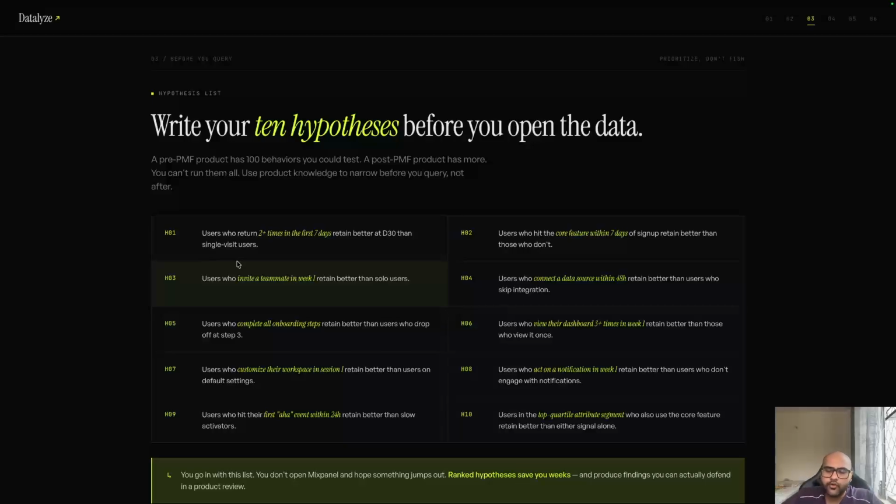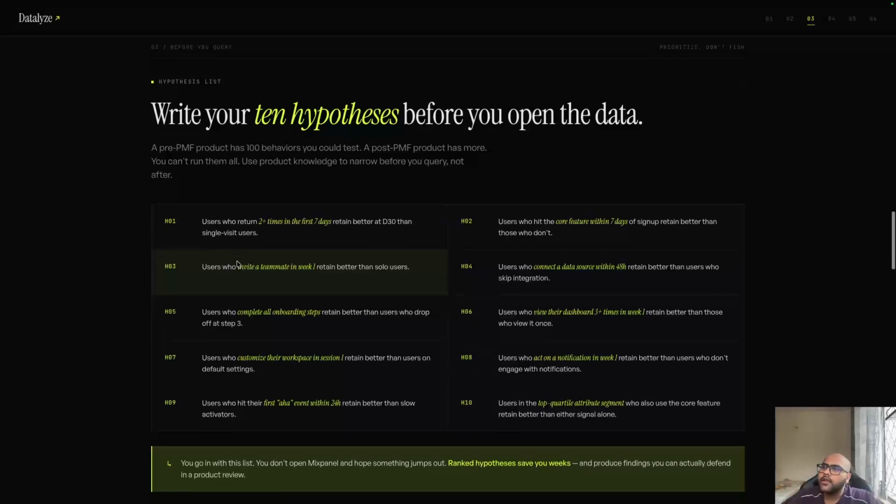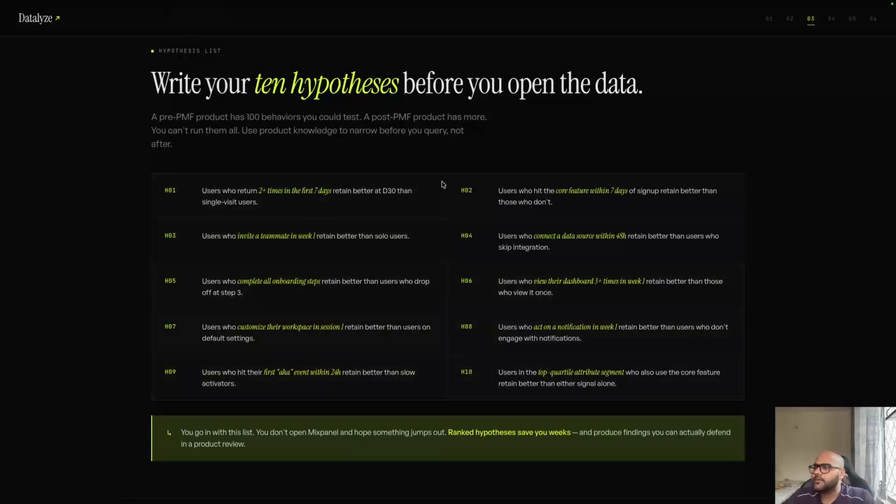And so before you even open the data there, what you really need to do is come up with maybe 10 hypotheses that you think can affect retention in any way, right? Either negatively or positively. And here are some that I've noted down. These are very generic, so maybe you can take a few ideas from that. But obviously, for your own product, your own website, your own business, it can look very, very different, right? So we'll go through some of them.